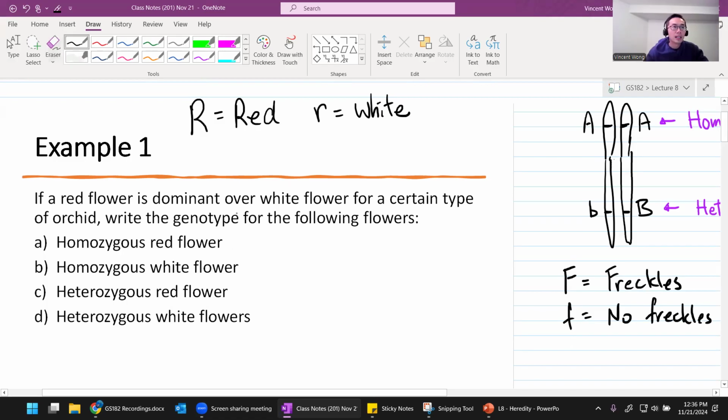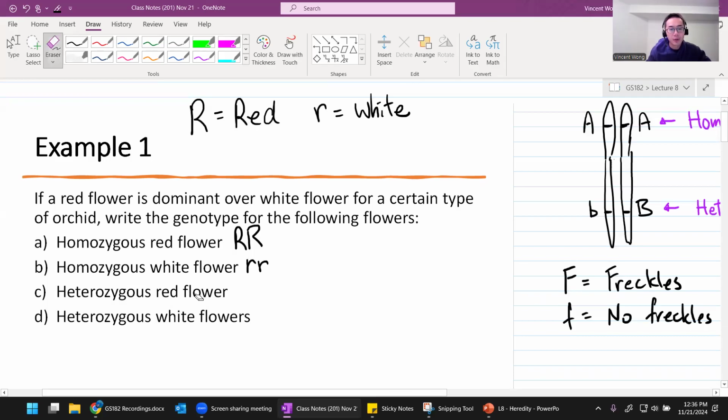Okay. Anybody want to give that a try? What would homozygous red flower be? That's right. It would be capital R, big R, big R. Okay, homozygous means the same, and red has to have the uppercase R allele. What about homozygous white flower? Homozygous white flower. That's correct. This time it would be little r, little r.